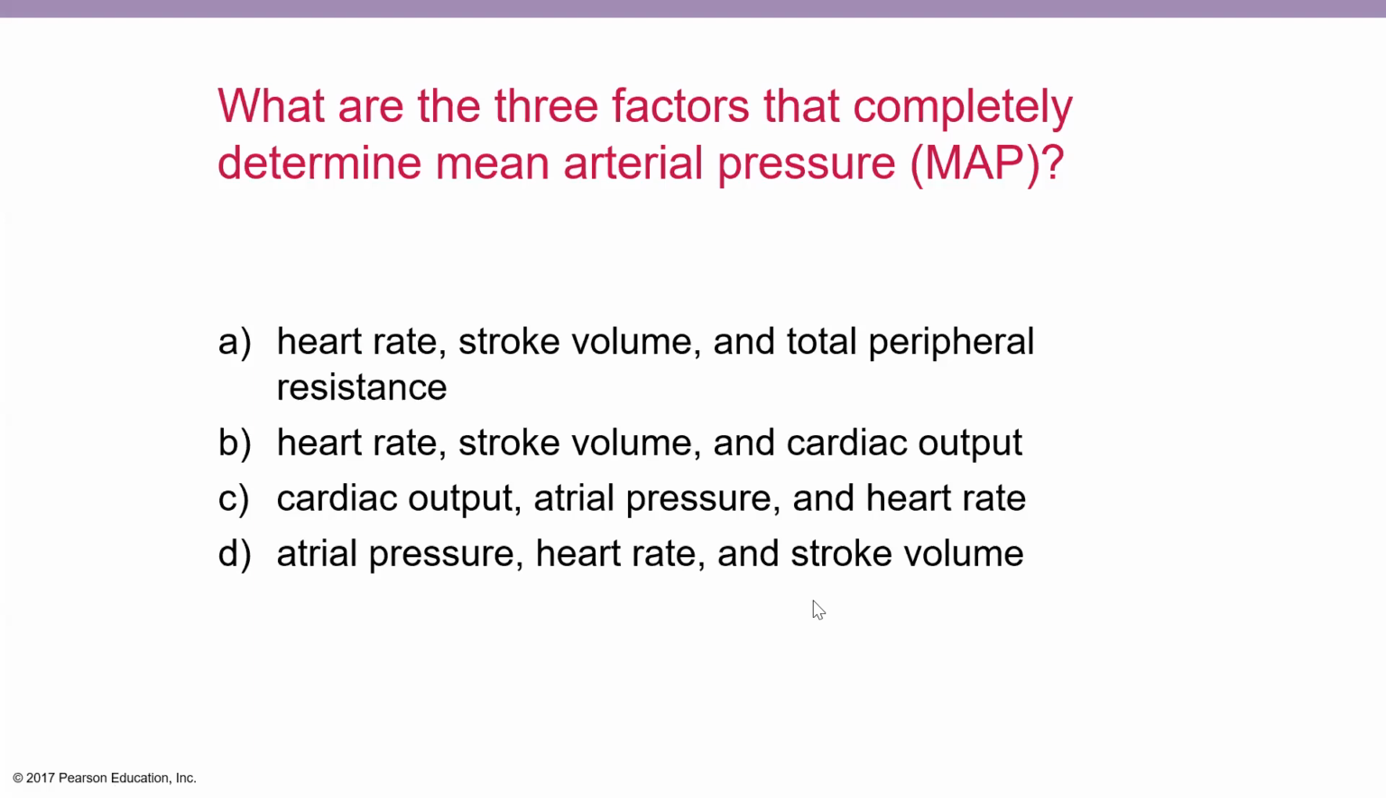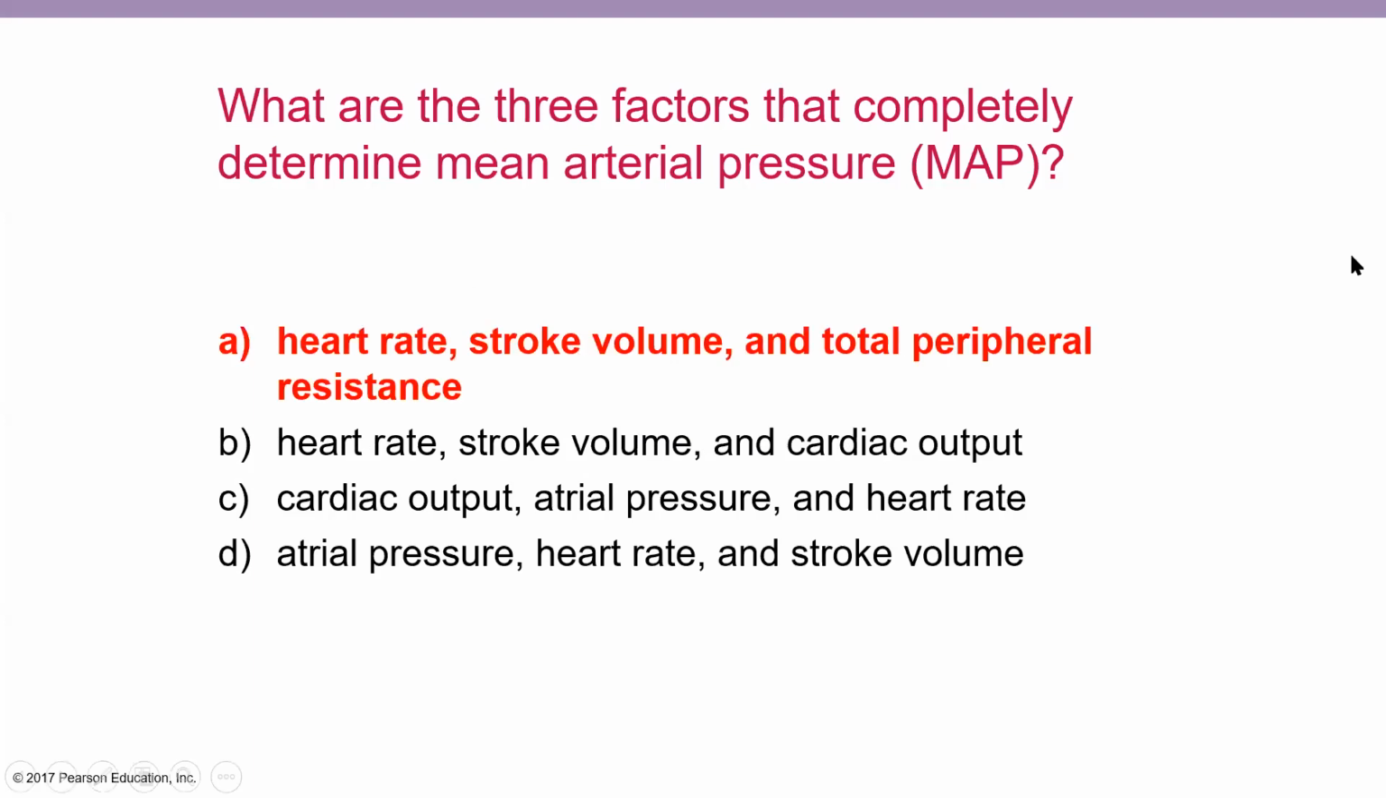Okay, last few seconds. All right. So what are the three factors that completely determine mean arterial pressure? And a lot of response for A, which is correct: heart rate, stroke volume, and then total peripheral resistance. Excellent. And I'm glad no one selected B. B kind of looks right, but heart rate and stroke volume are what produce cardiac output. Okay, and then TPR is missing there. So the answer here would have been A.